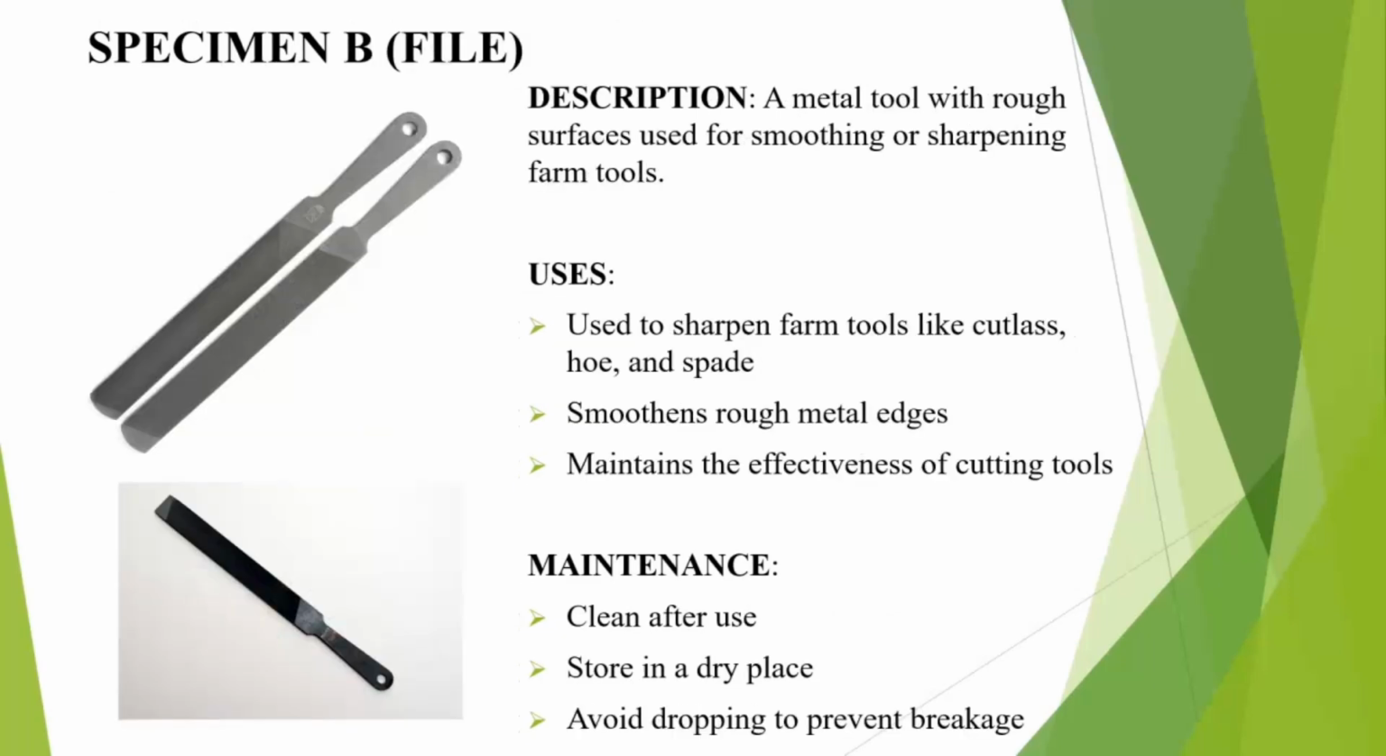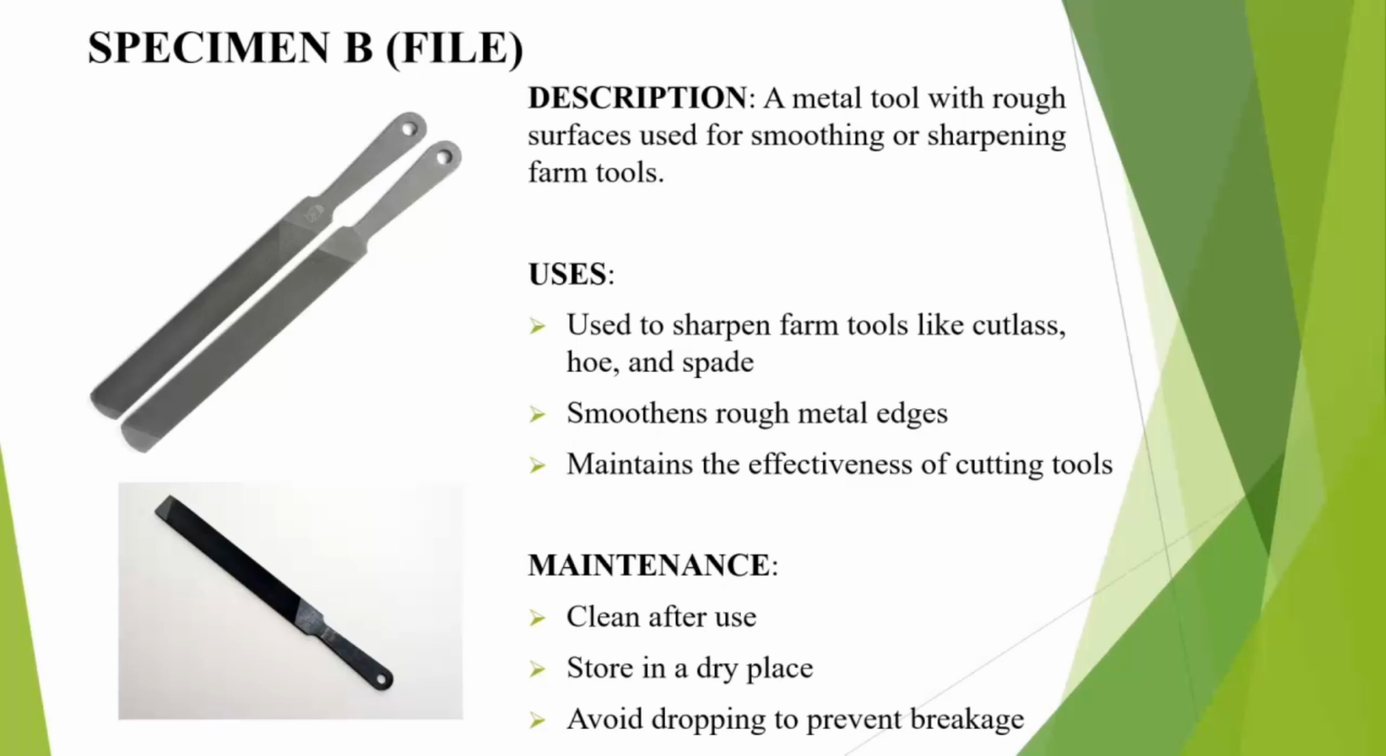Moving on, specimen B is the file. Again, they could ask you to identify specimen B. So your single answer will be a file. Then they will tell you to describe. So this specimen, how can you describe it? Simply, it's a metallic tool with a rough surface and also a blunt edge. The edge is not sharp like a knife or a cutlass. The edge is blunt and it is used for smoothing or sharpening farm tools.